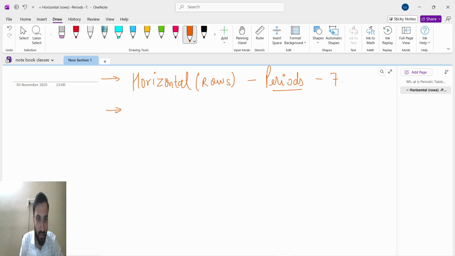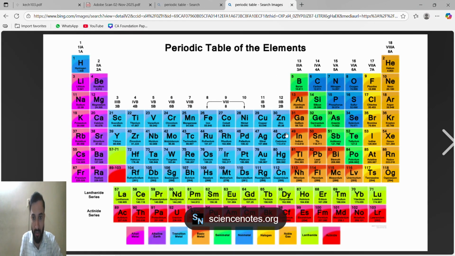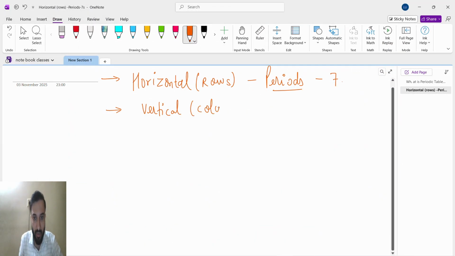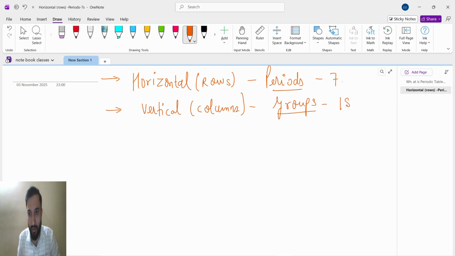Next is vertical. After horizontal, we'll see vertical. Horizontal is done, now we will see the vertical. So vertical is what? Vertical is column. So vertical column is called as groups. We have a total of 18 groups.